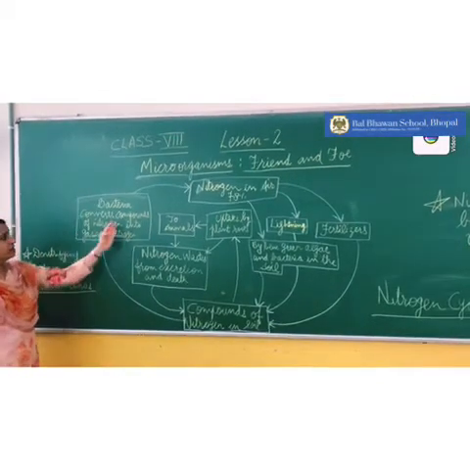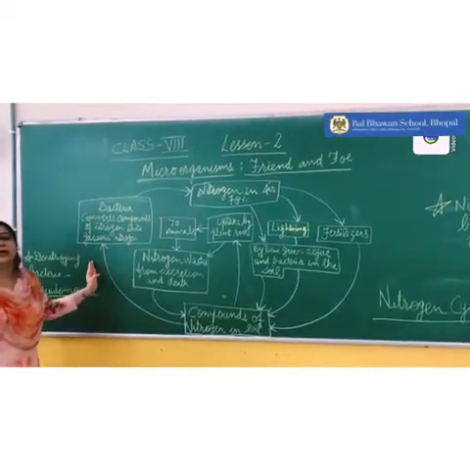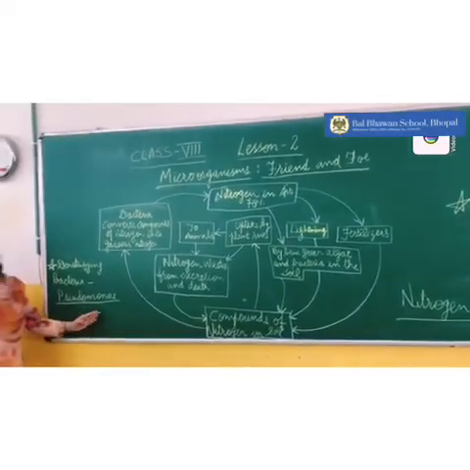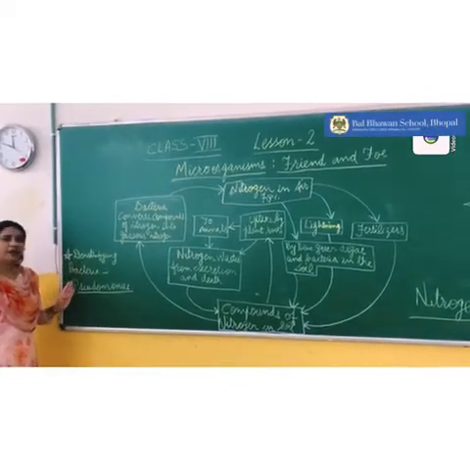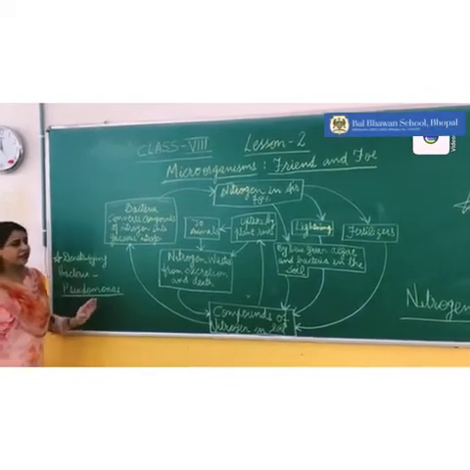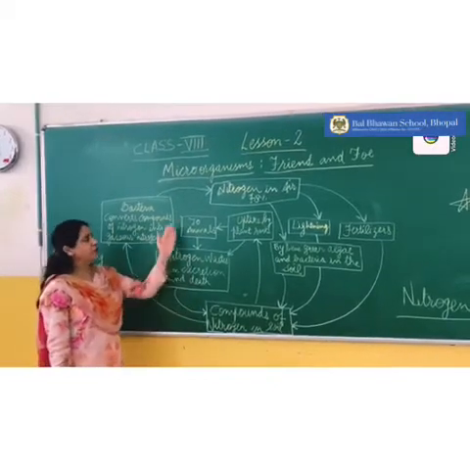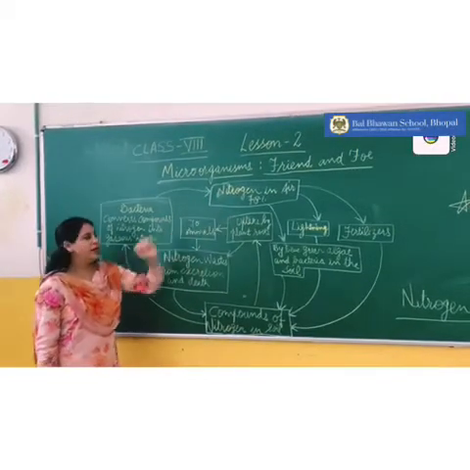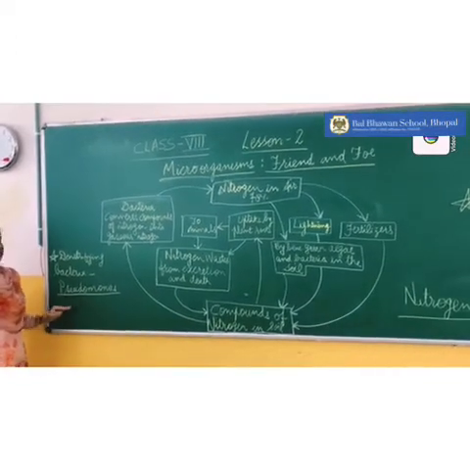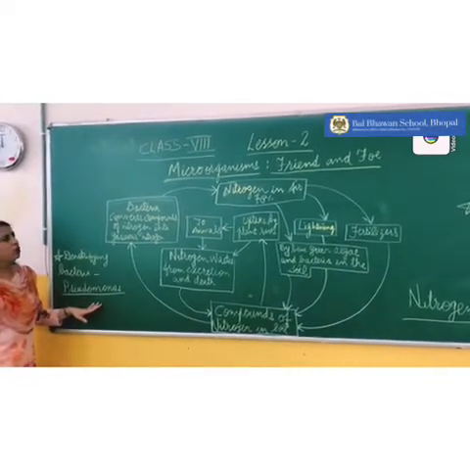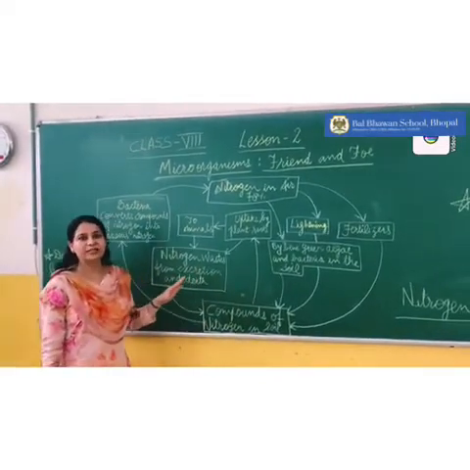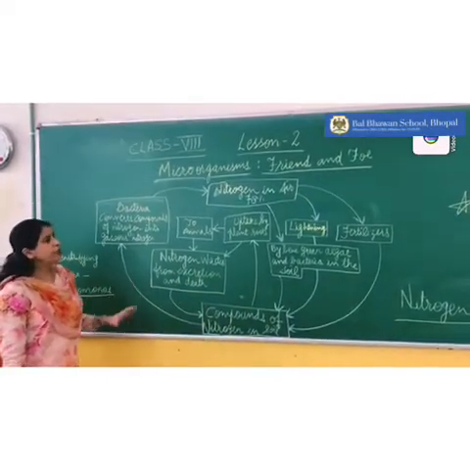They convert the compounds of nitrogen into gaseous nitrogen, and the name of that bacteria is Pseudomonas. It is a denitrifying bacteria. Denitrifying means it is converting the compounds of nitrogen back into elemental nitrogen. So that is a denitrifying bacteria, and the example is Pseudomonas. So like this, the whole cycle of nitrogen completes on the earth.